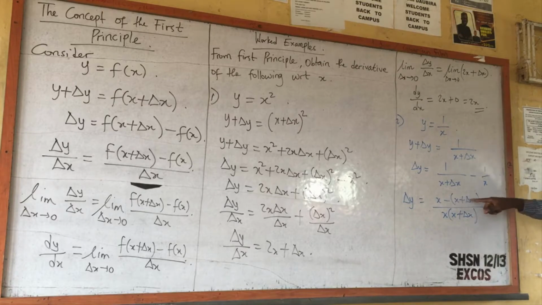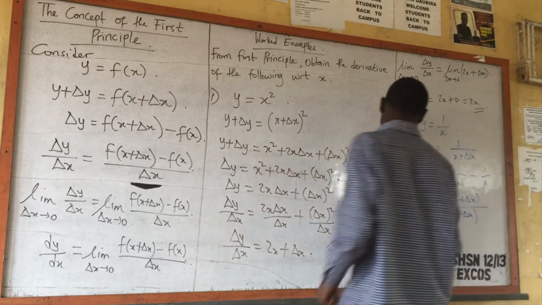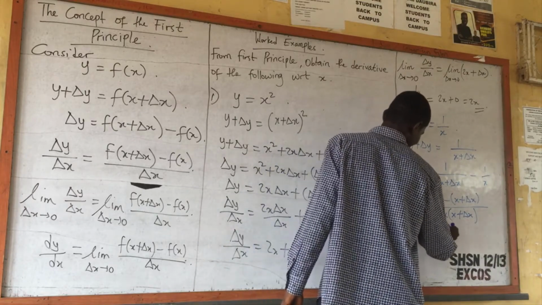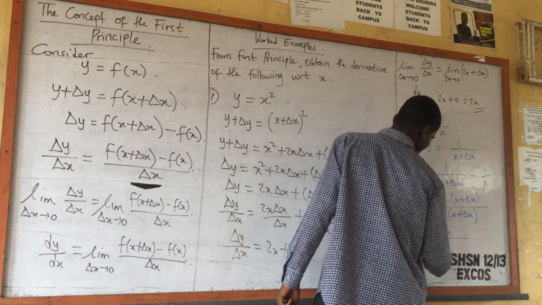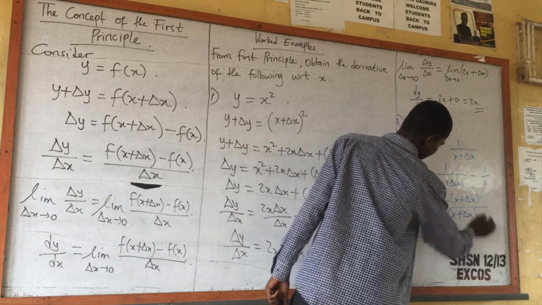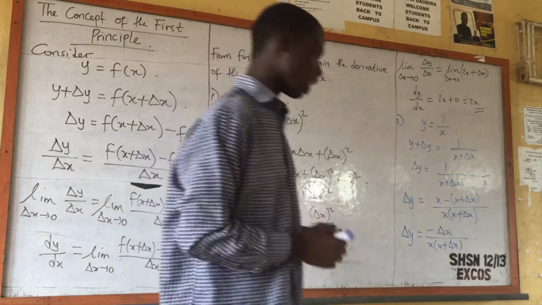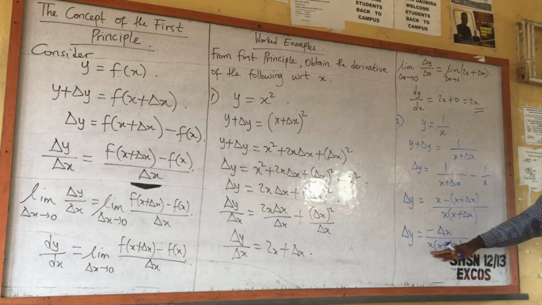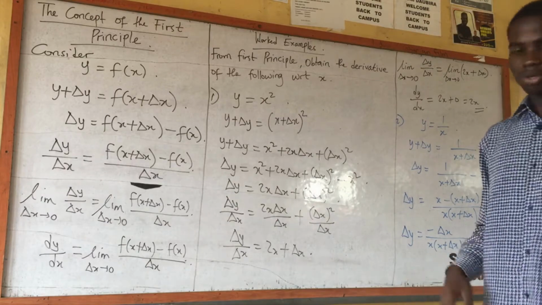If you open the bracket here, this will become s minus delta s. S minus s will cancel out, and you will be left with minus delta s. So delta y will be equal to minus delta s all over s open bracket s plus delta s. That's what I'm going to obtain.